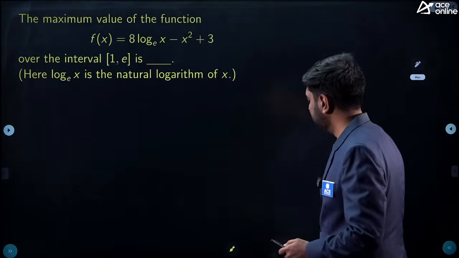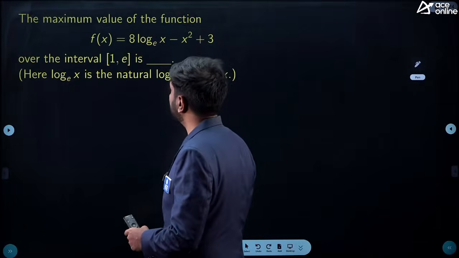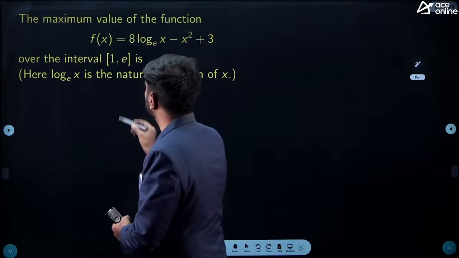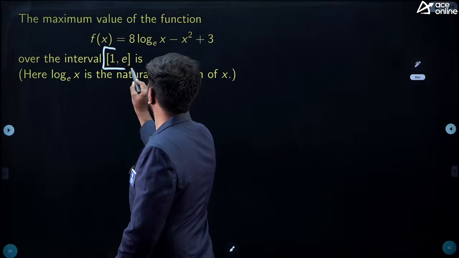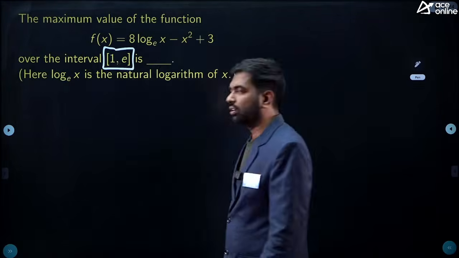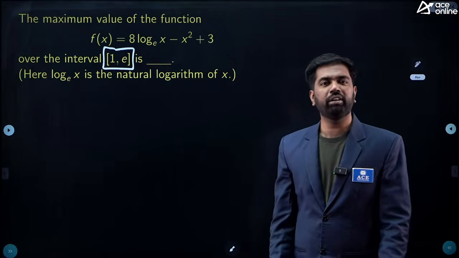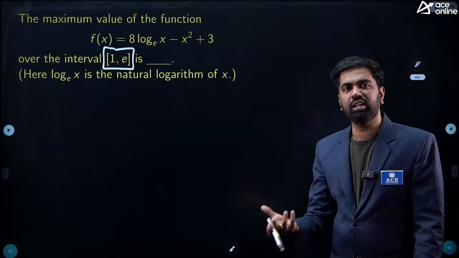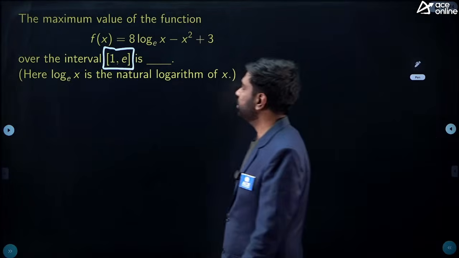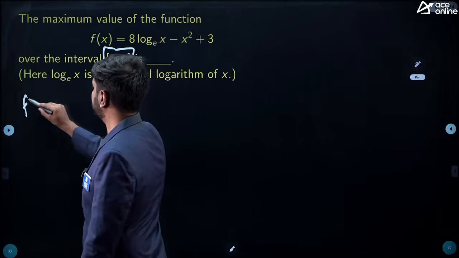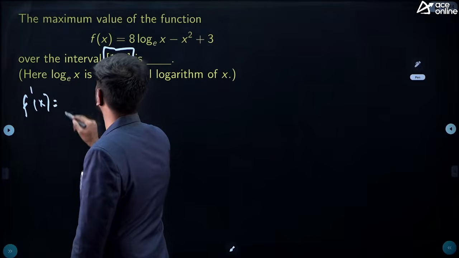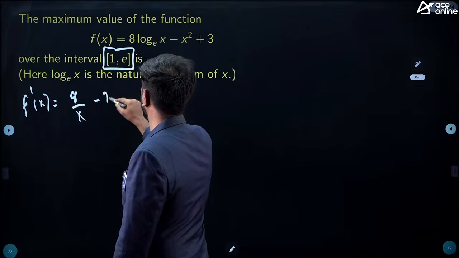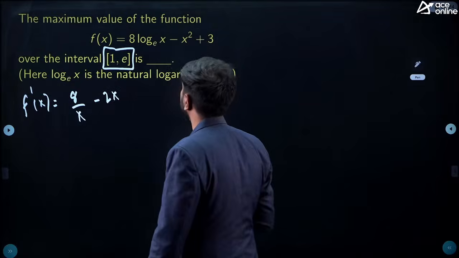Let me solve this. In this question, he wants the maximum value of this function in this closed interval, right? So it's a closed interval problem. When you are given the closed interval, it's very easy. What you have to do is find f dash. It is 8 by x minus 2x, that's it.